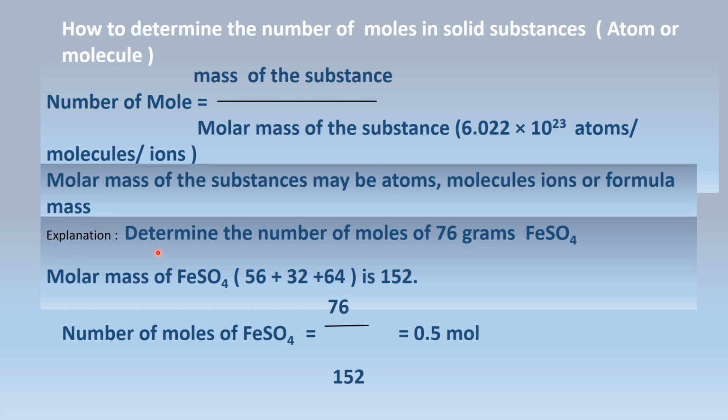Explanation. Determine the number of moles of 76 gram FeSO4. Molar mass is 152. So the number of moles of FeSO4 is 76 divided by 152, which is 0.5 mole.